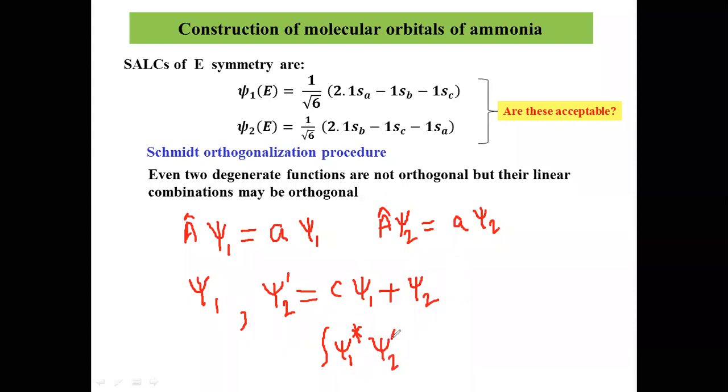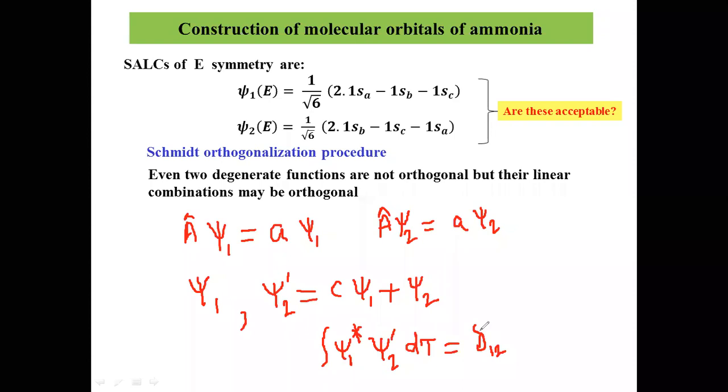Psi2 prime d tau, this I can write as delta ij, right? So that is going to be either 1 or 0. So let me write this can be delta 1, 2, right? So this is kind of orthonormal function. So they have to be normalized also because they are already normalized. So they have to be orthogonal. So that is orthonormal function we are going to look at here.